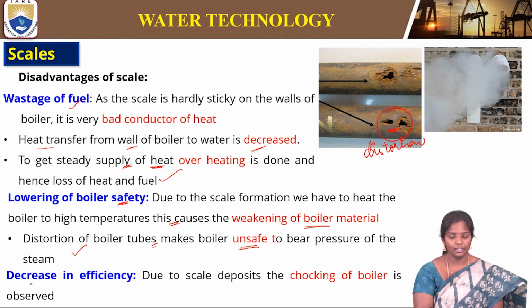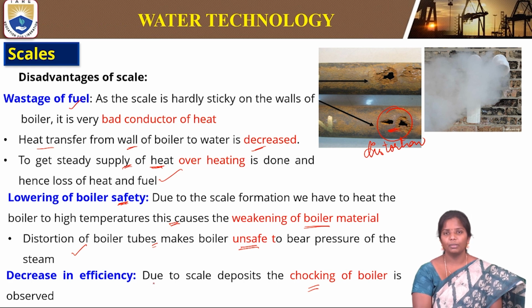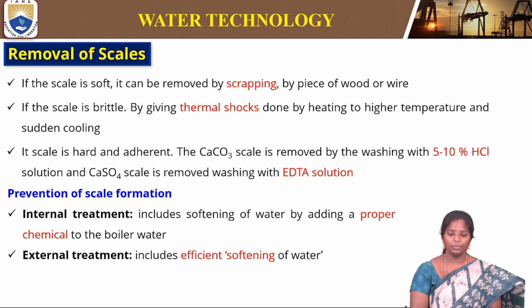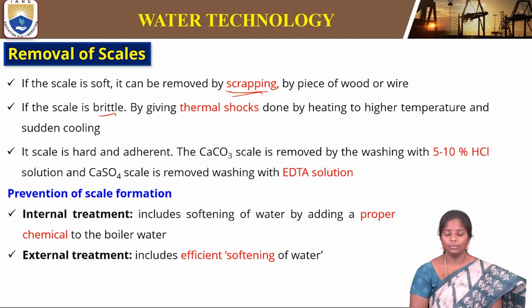Then there is a decrease in efficiency, and due to scale deposits, choking of the boiler is observed. If there is scale formation, there could be a backward reaction or backflash, which will cause choking of the boiler. So how do we remove it? If the scale is really soft, it can be removed by scraping with a piece of wood or wire, and if it is brittle, by giving thermal shocks, heating to a high temperature and suddenly cooling. This is how we can remove the scales if they are brittle.